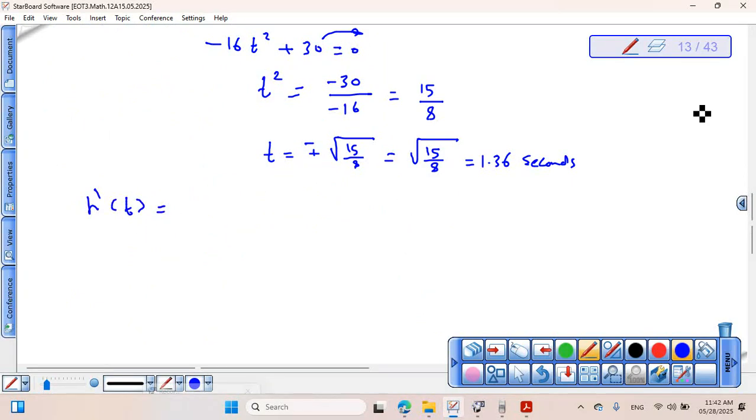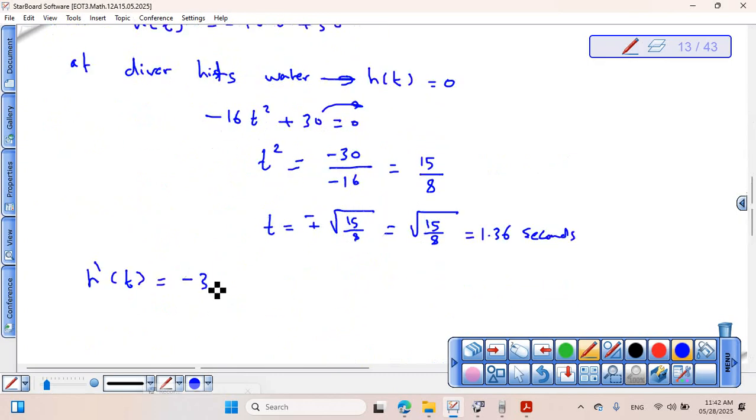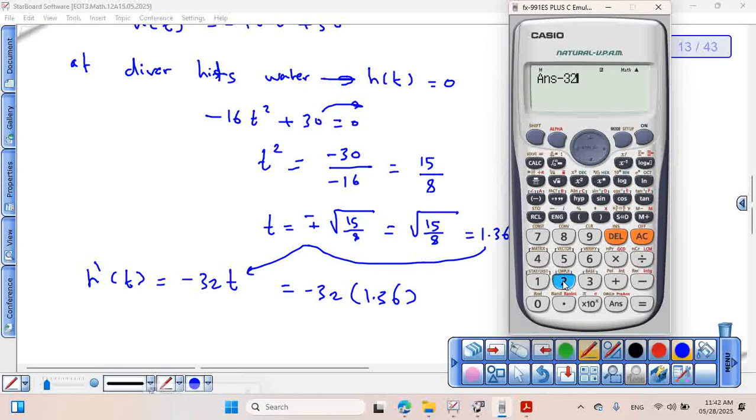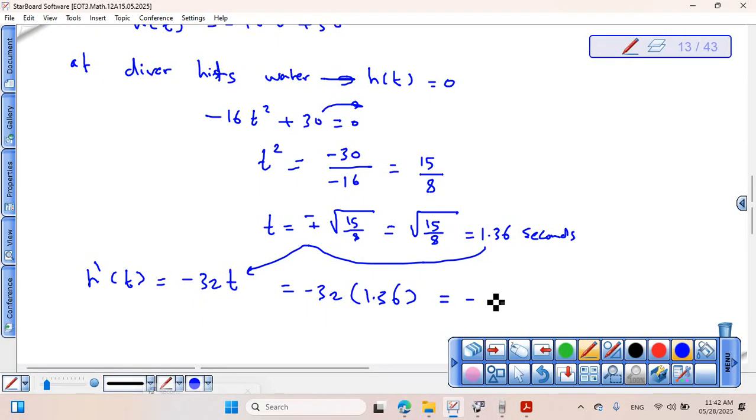This equals negative 32 t. Just substitute the time: negative 32 times 1.36 gives the answer. The answer is negative 43.5 feet per second.